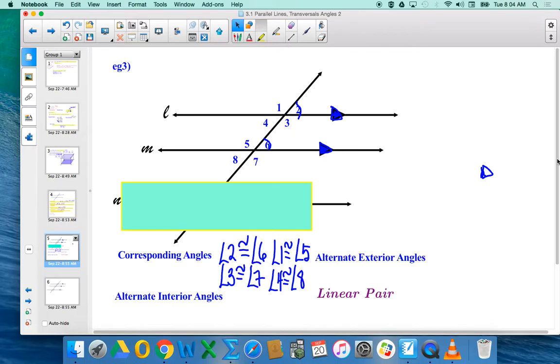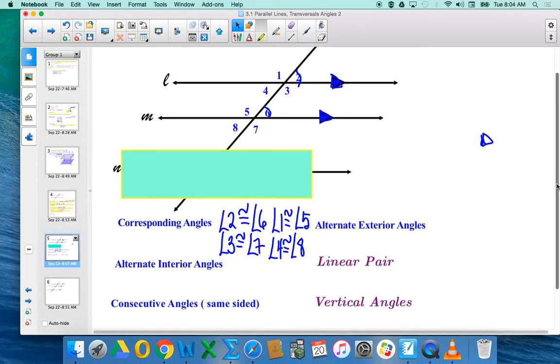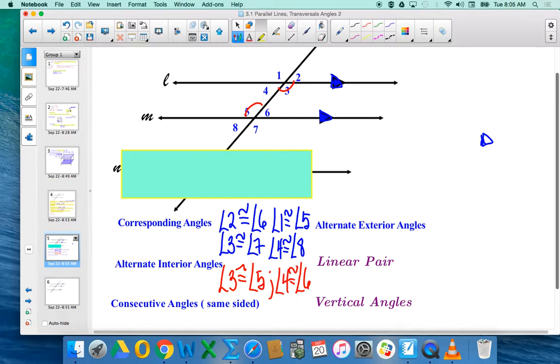Alternate interior angles. If the lines are parallel, alternate interior angles are congruent. That means that angle 3 is congruent to angle 5. They are alternate interior because they're on opposite sides of the transversal and they're on the inside of the parallel lines. We know that angle 4 is congruent to angle 6. As long as the lines are parallel, we know that alternate interior angles are congruent.